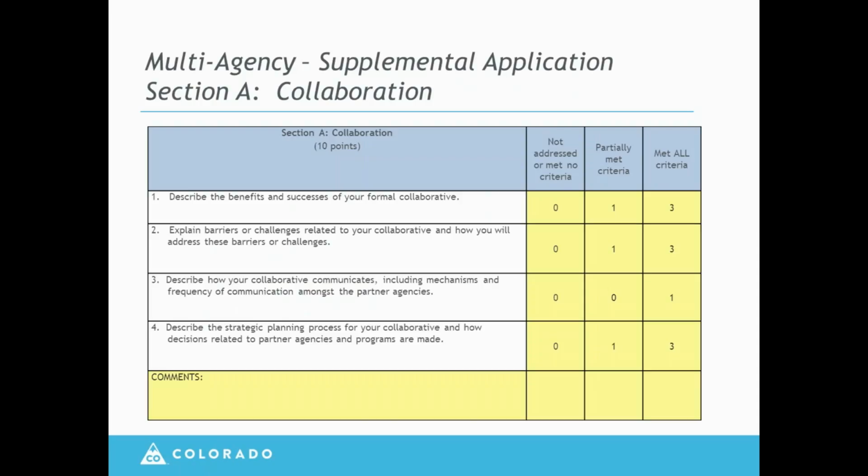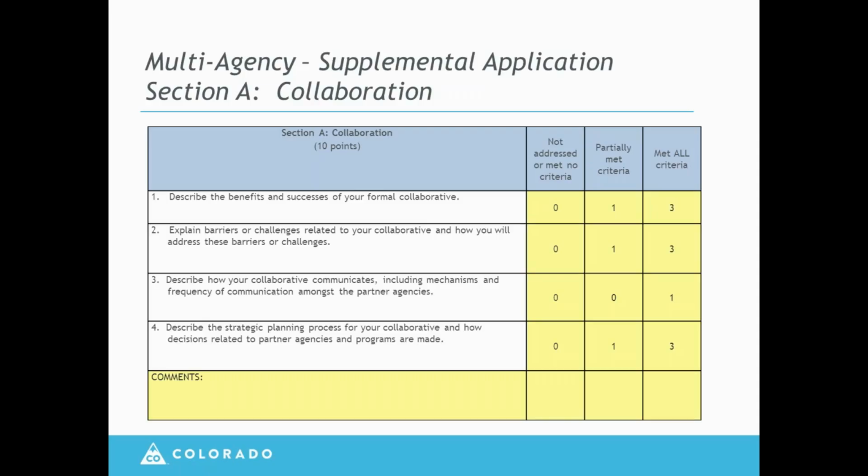So we're going to jump right into the rubric. In the multi-agency rubric, you will have 3 sections to review. The first section is section A, which is worth 10 points, and there are 4 line items. And again, this is just like how we did the main application. You're going to score exactly the same way. You're going to look at each line item and score it based on whether all criteria has been met, partial criteria has been met, or no criteria.